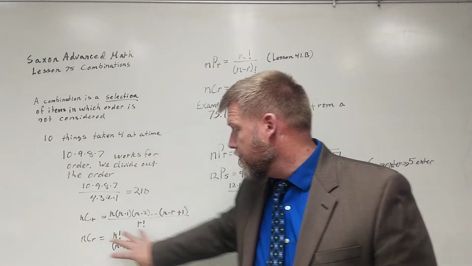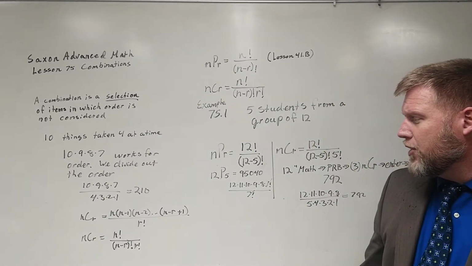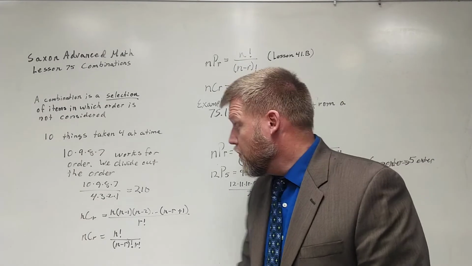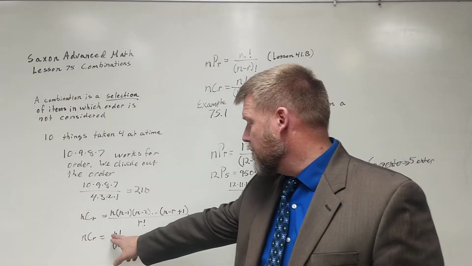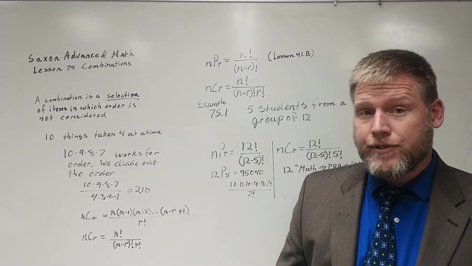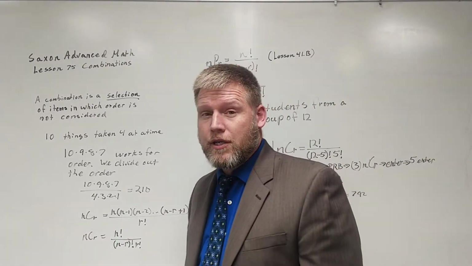Or if you wanted to get into the better method of writing that, which is n factorial over n minus r factorial times r factorial. Now, what do the two variables stand for? n is the number I'm taking from, and r is the rate at which I'm taking them. And I only have 2 variables in there. And it's abbreviated nCr instead of nPr.